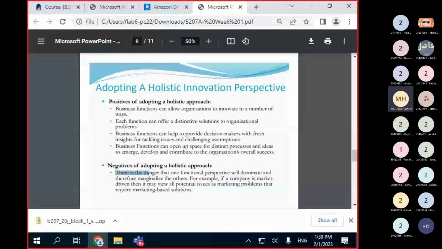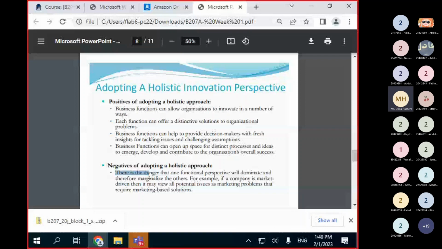So when you do a holistic innovation perspective, there is this chance, this danger of focusing on only one business function. And this is basically the main disadvantage of adopting a holistic innovation approach.